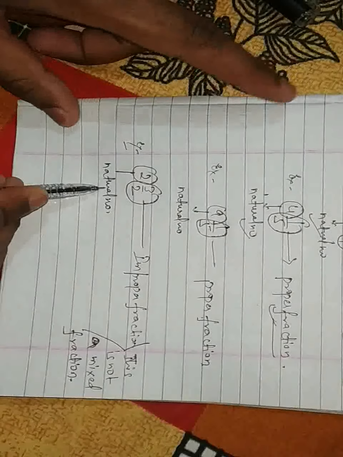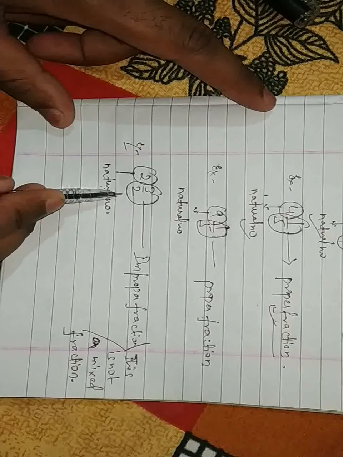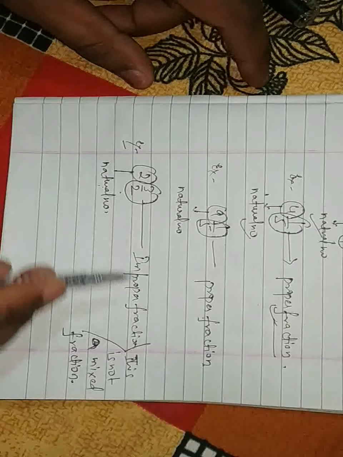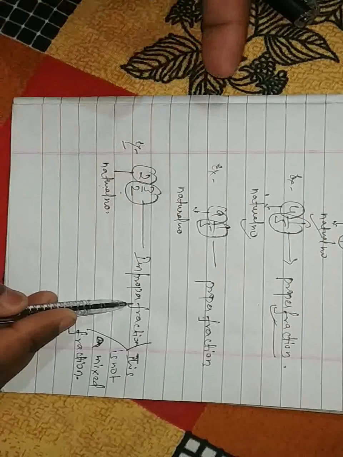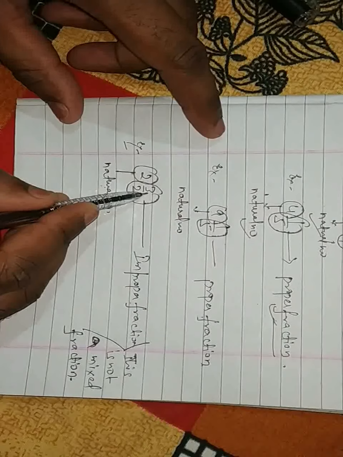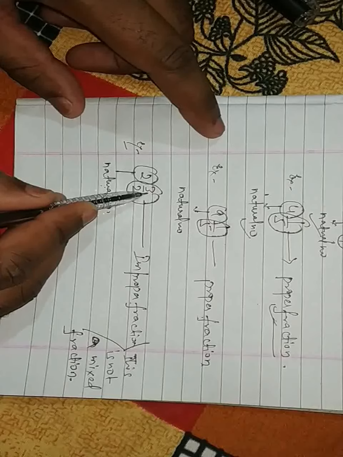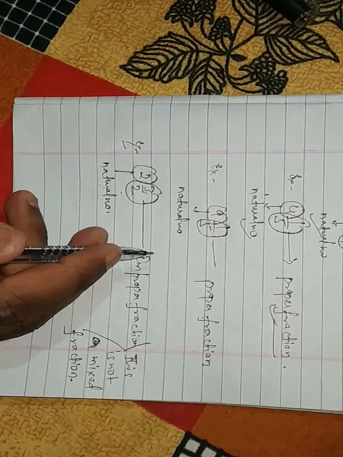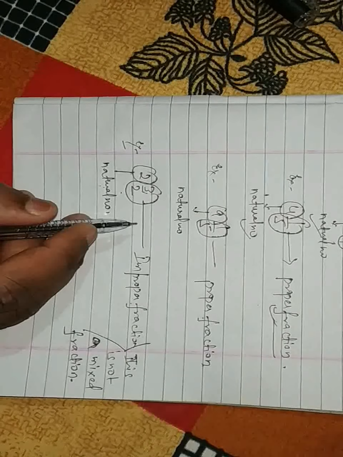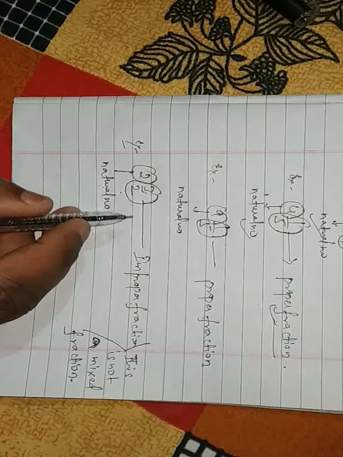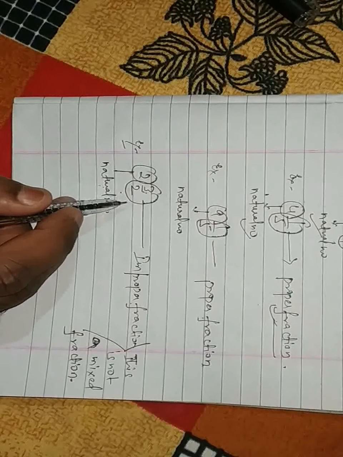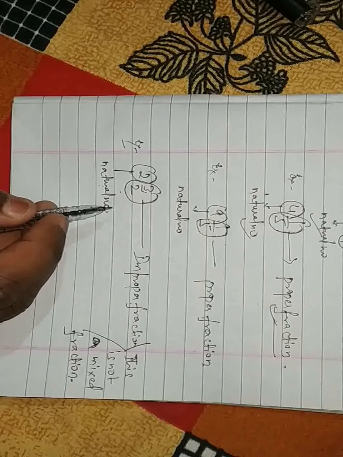2 integer 3 by 2. This is not an example of a mixed fraction as 2 is a natural number, but 3 by 2 is not a proper fraction. It is an improper fraction. And why is it an improper fraction? Because the numerator is greater than the denominator. And as we know, in any fraction, if the numerator is greater than the denominator, it is called an improper fraction. And if the numerator is less than the denominator, it is called a proper fraction.